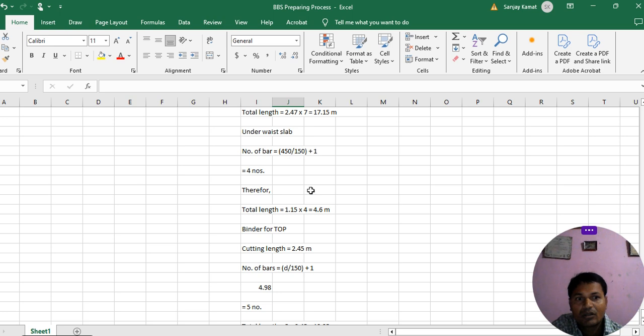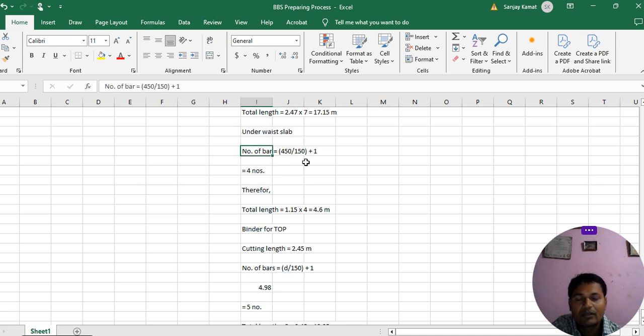Now what we have to do is the under waist slab. Under waist slab is nothing but the gap between the riser and tread for the filling of the concrete material. Which is landing, sloping at 45 degrees, sloping to the upward position. So we are going to calculate it for the under waist slab.